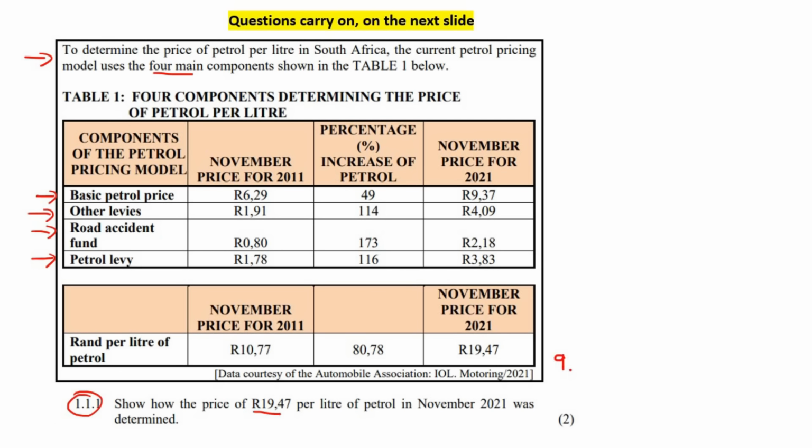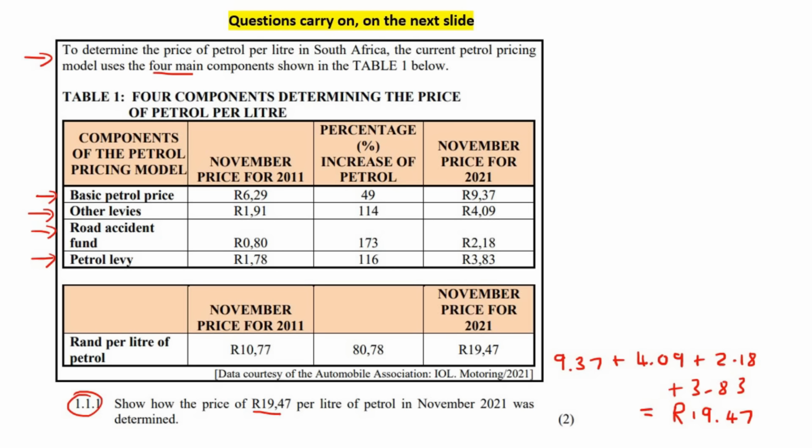So we could say 9 Rand 37 plus 4 Rand and 9 cents plus 2 Rand and 18 cents plus 3 Rand and 83. Go ahead, type that all in on your calculator. And that gave us a perfect 19 Rand and 47 cents. Okay, so they're just adding up those numbers over there.